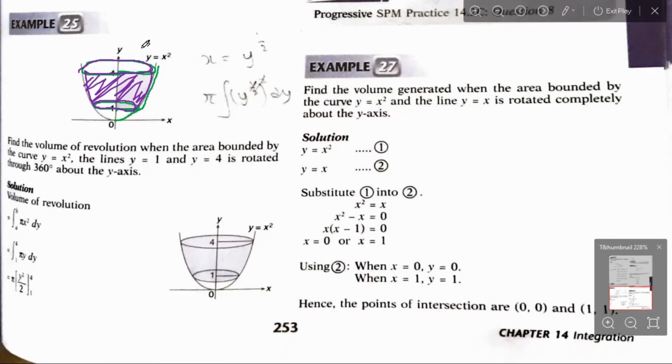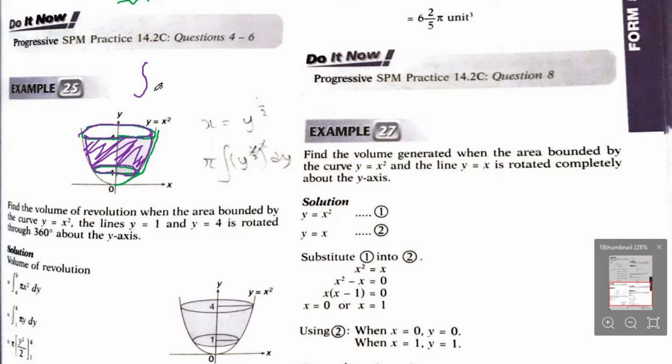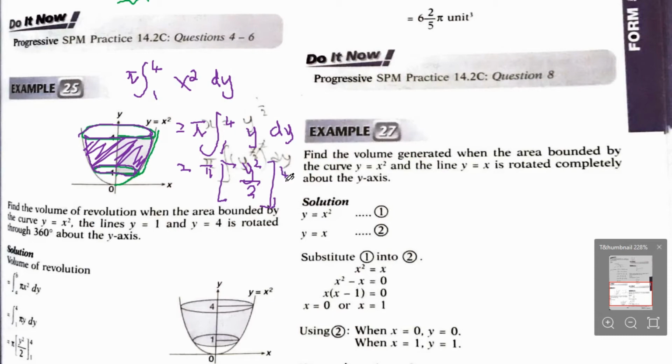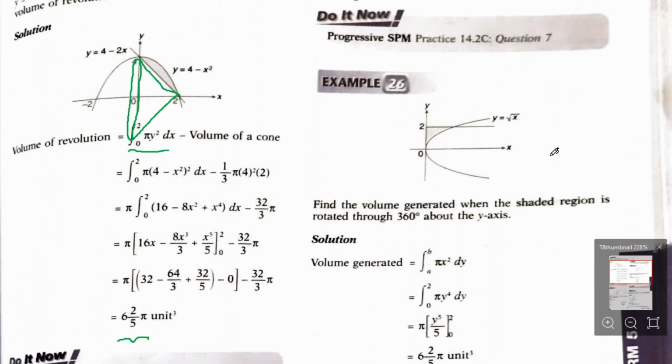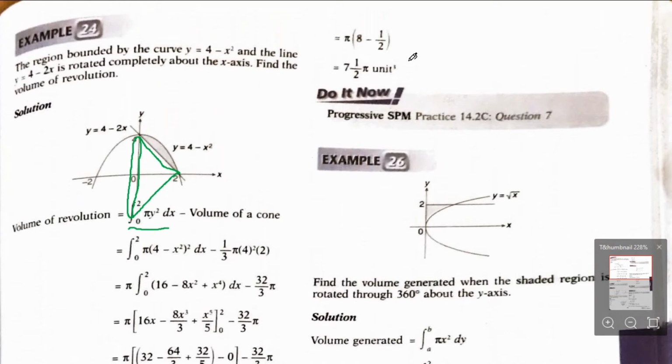To find this volume, we integrate from 1 to 4. Because this is the y coordinate, we have to integrate with respect to y. Don't forget the pi. And the integrand here will be x squared. x squared equals y. So you will have pi times the integral from 1 to 4 of y dy, which equals pi times y squared over 2 from 1 to 4. Substitute in the values and you will find the answer, 7 and 1 over 2 pi unit cube.